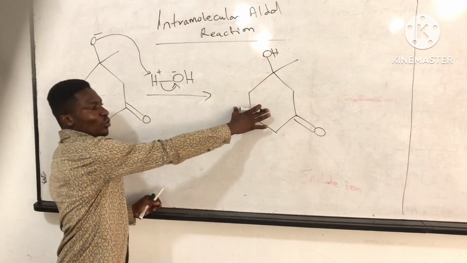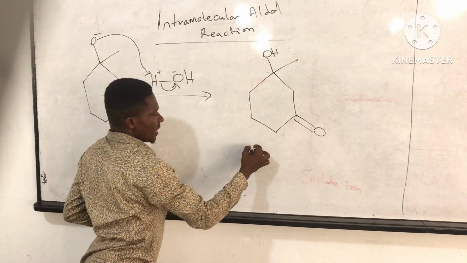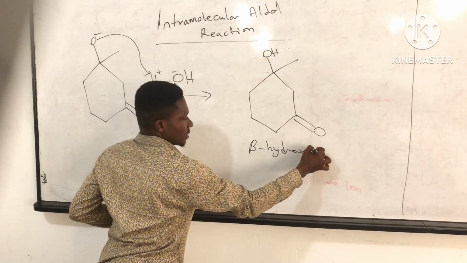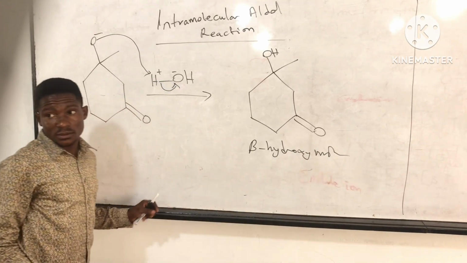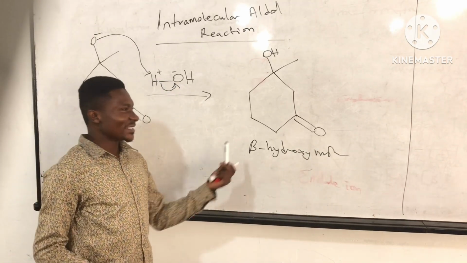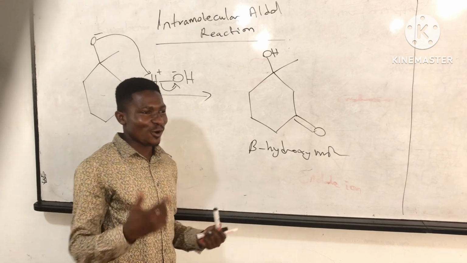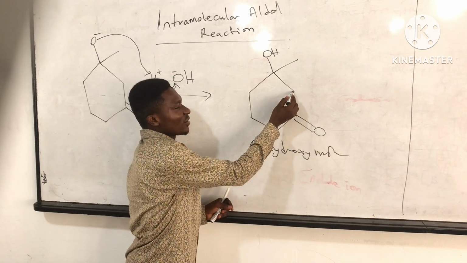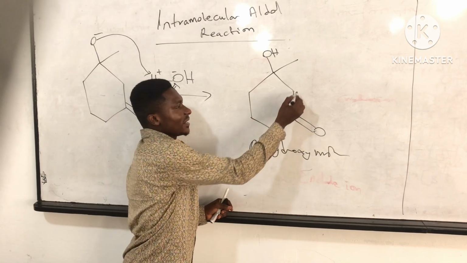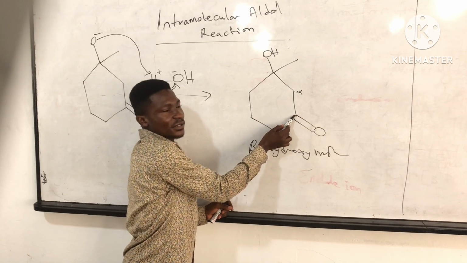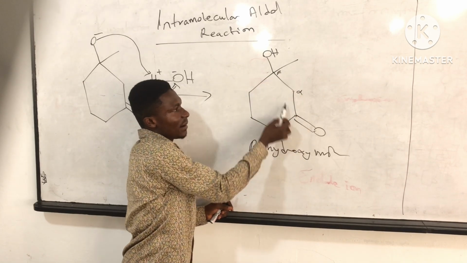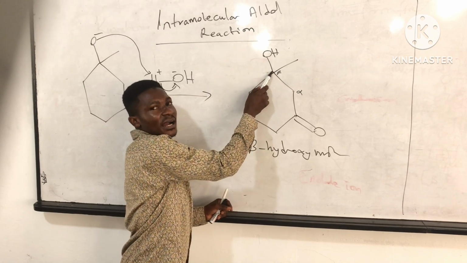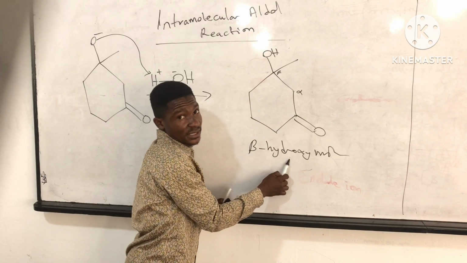We end up forming an aldol product, and this is what we call the beta hydroxy molecule or compound. This is a beta hydroxy compound because if you check, this is a carbonyl system, and this carbon is alpha to the carbonyl, and this carbon is beta to the carbonyl system, right? So because the hydroxyl group or the alcohol group is present on the beta carbon, that's why I say it is beta hydroxy. Alright.